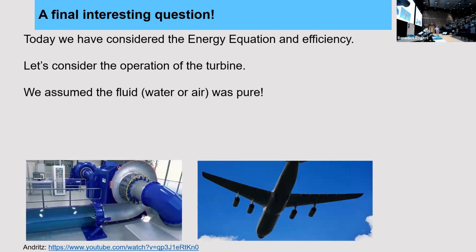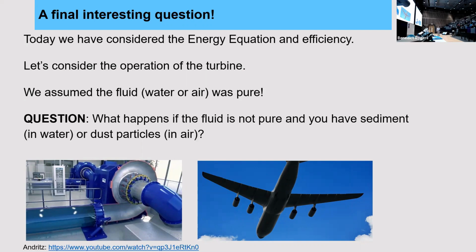Let's think about these two cases. This was the turbine we looked at here, and then this is a real aircraft. We assumed that the fluid was ideal, was pure. Do you really think that the water coming into this turbine is pure water? Do you really think that the air going into the turbine of the jet is pure air? There's a very famous case a few years ago where that was definitely not the case. So the question is, what happens if the fluid is not pure?